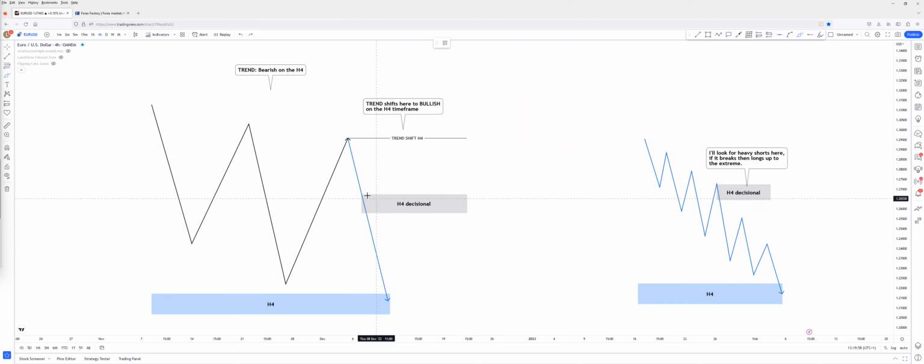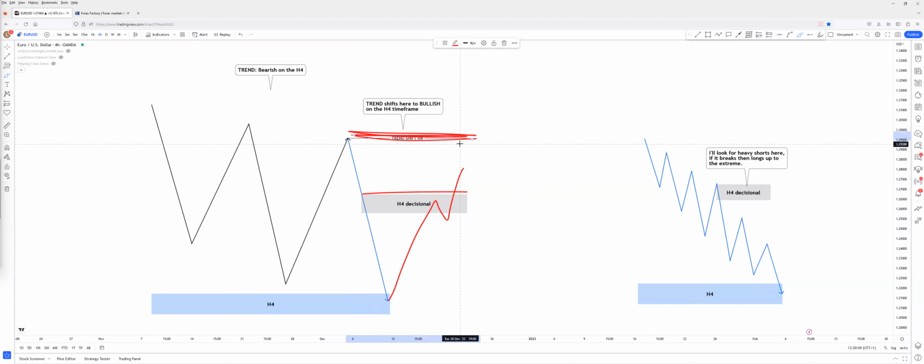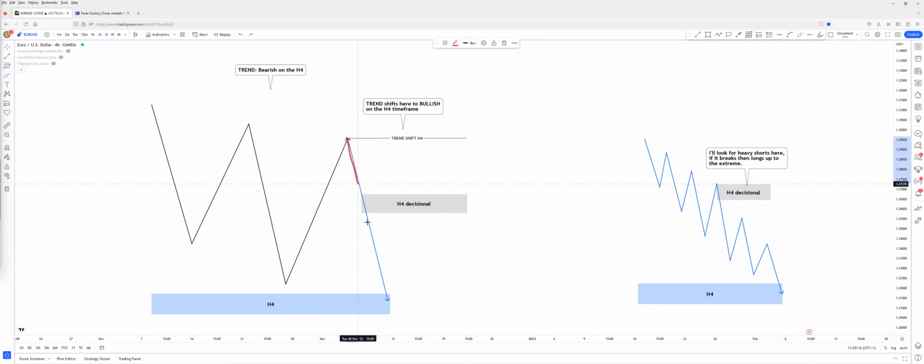So as I said, if this decisional area is getting broken, then it won't mean that the trend changes. The trend will shift right here on this high line, but the order flow will shift down here on the 15-minute chart, right? Do you still get the connection? Trend 4-hour, order flow 15-minute. So let's just take a look at this example. This blue line is a 4-hour movement, right?